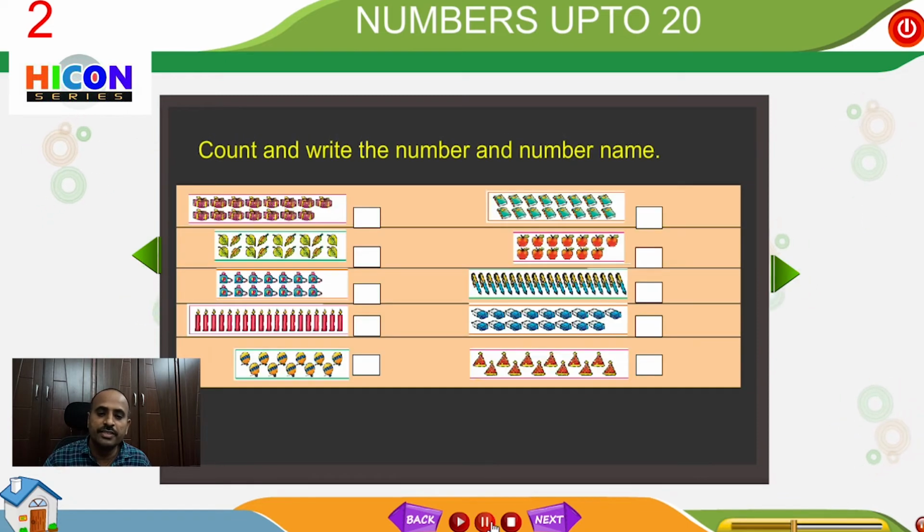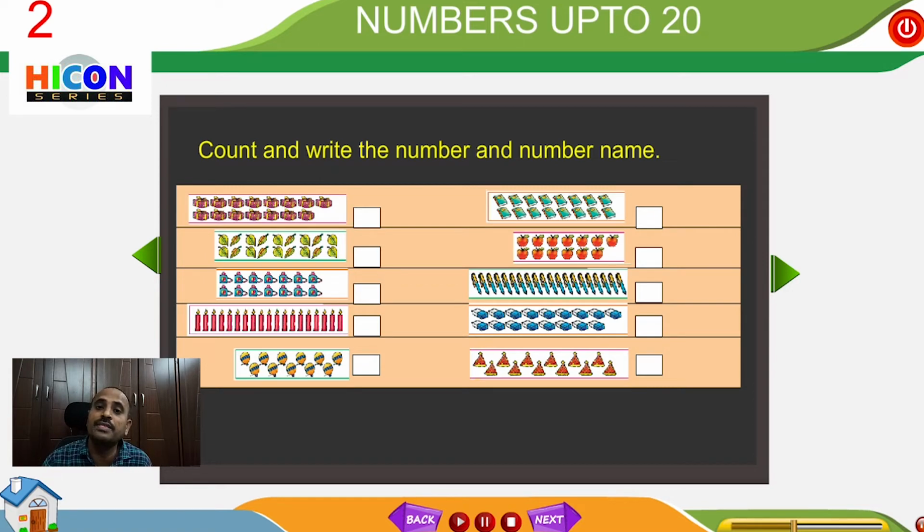So children, this is an activity part. So let us start the activity part. In this picture, children, look at the picture, count and write the number and number name. In this activity, we have to count the number of pictures in each picture. We have to count the pictures, and we have to write the number and also the number name. That means the word form of that number. Number name means words.